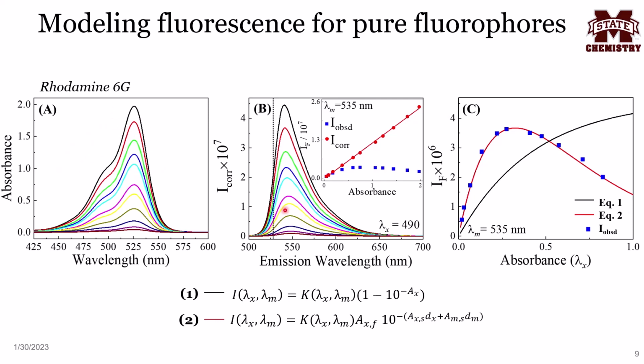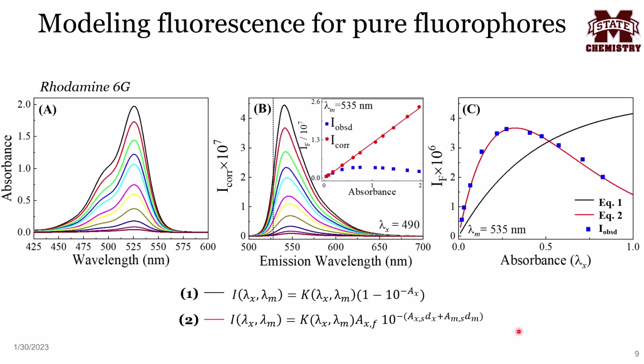In figure B, you can see that by using the inner filter effect correction model, we are able to linearly correlate the fluorescence intensity with absorbance across all wavelengths. The trend for this correction can be seen here in the inset, where you see a very linear trend of corrected intensity compared to absorbed intensity.